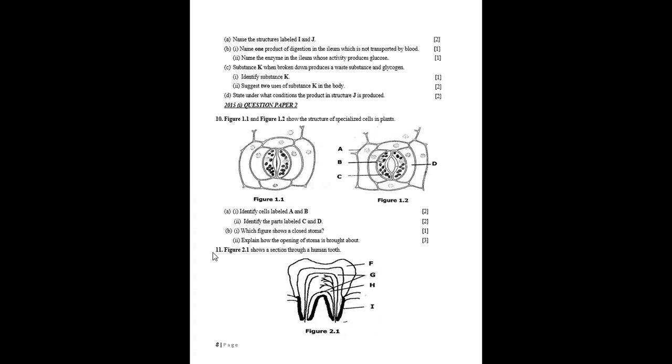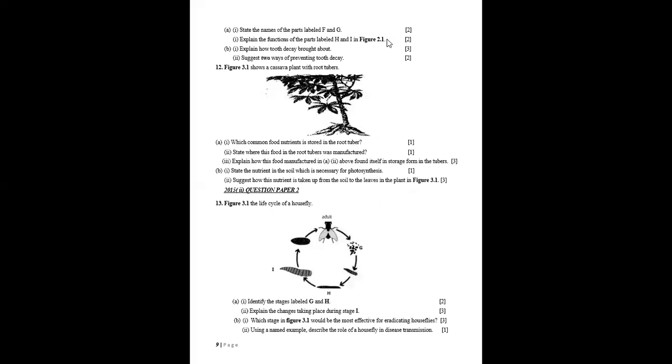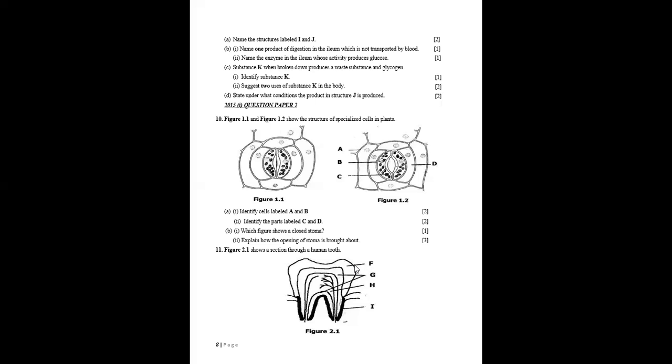11. We're on 11. Figure 2.1 shows the section through a human tooth. State the names of the parts labeled F and G. So F is the enamel. G is the dentine.